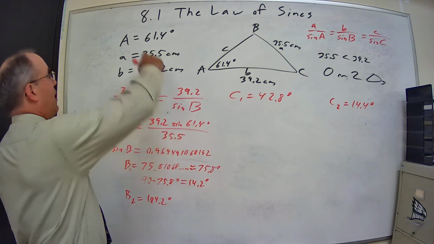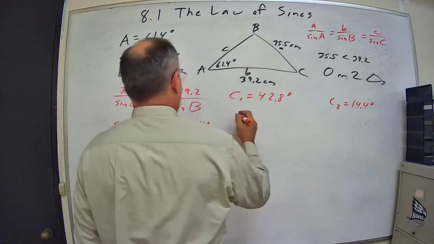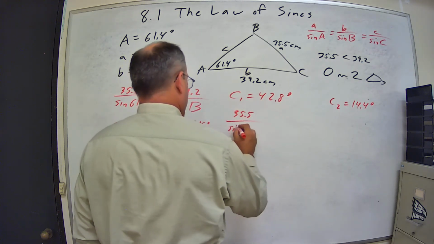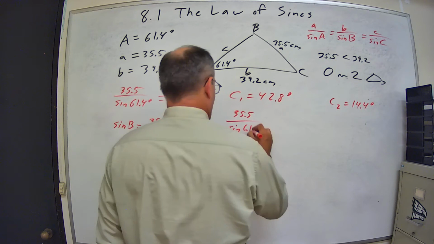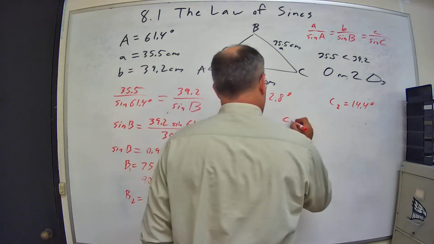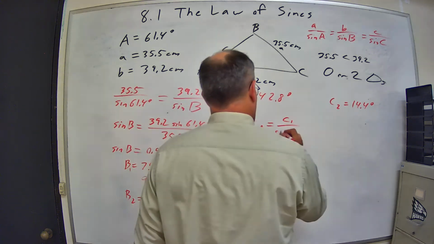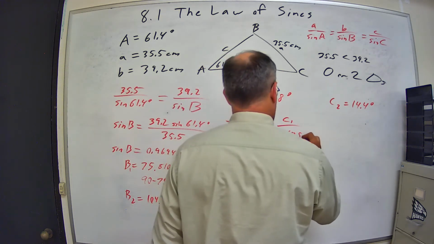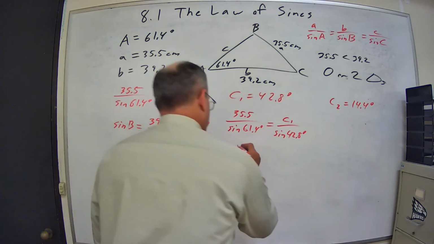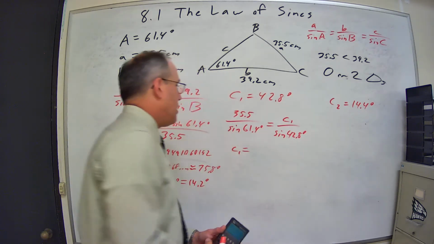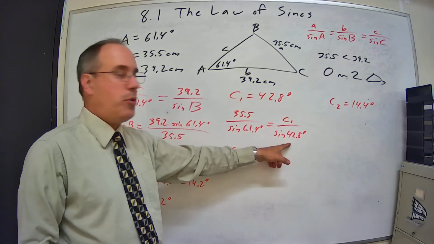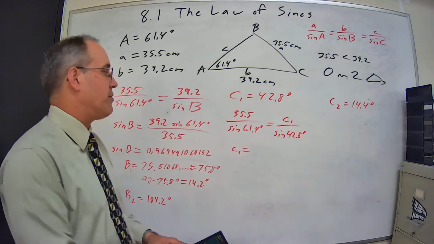So I've got A over sine of A, so I'm going to go 35.5 over the sine of 61.4 degrees is equal to lowercase c1 over the sine of 42.8 degrees. We want to find lowercase c1. We multiply the diagonal, 35.5 times the sine of 42.8 divided by what's opposite, the sine of 61.4.